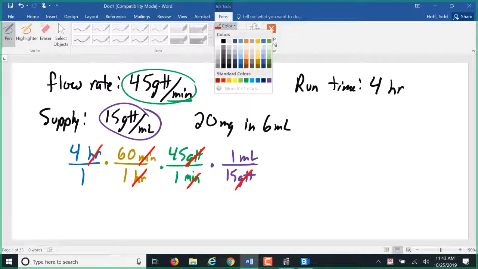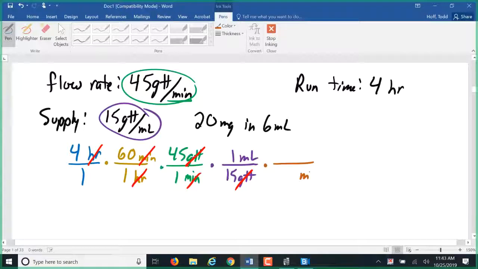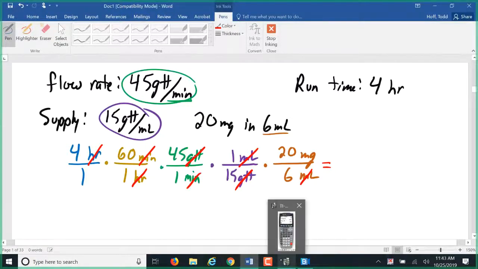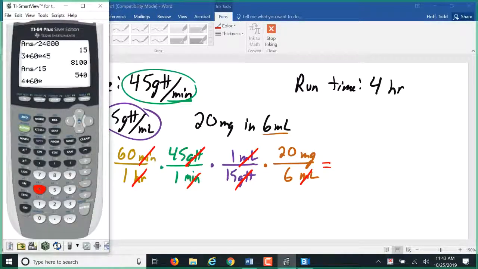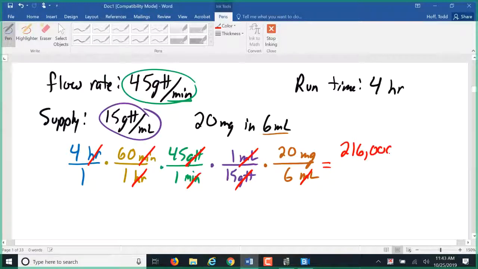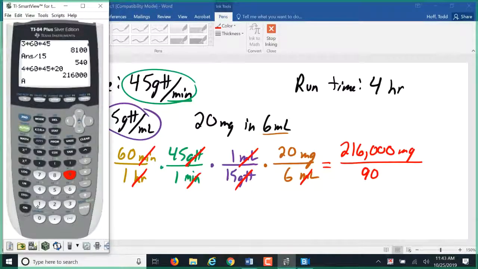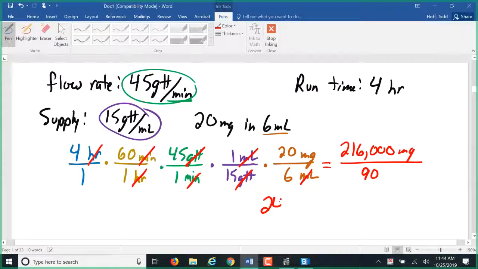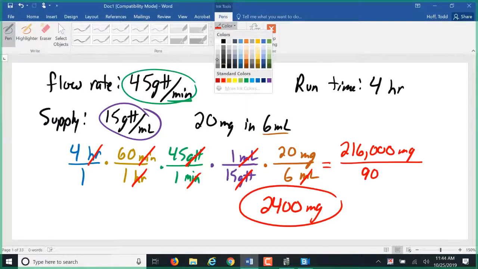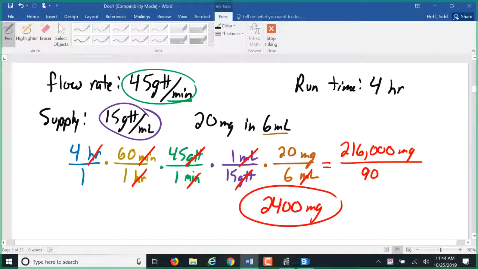Now in this case, I wanted to find the milligrams of medication used. I should have specified that. So I want to get rid of the milliliters, putting them on bottom. 6 milliliters is equivalent to 20 milligrams. Milliliters cancel out. On top, I've got 4 times 60 times 45 times 20, which is 216,000 milligrams, over, on bottom, 1 times 1 times 1 times 15 times 6, which is 90, giving me 2,400 milligrams of medication infused. Any questions?